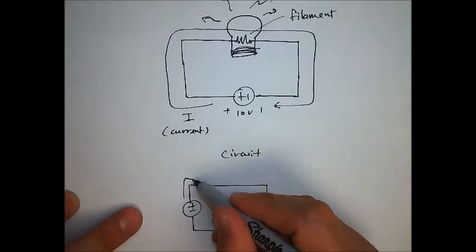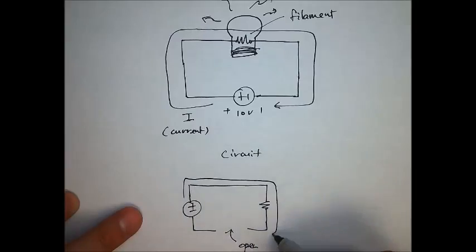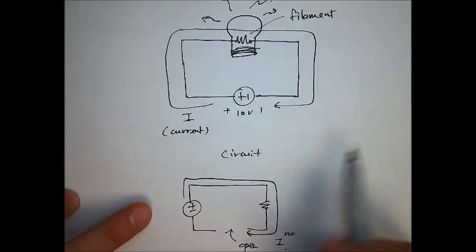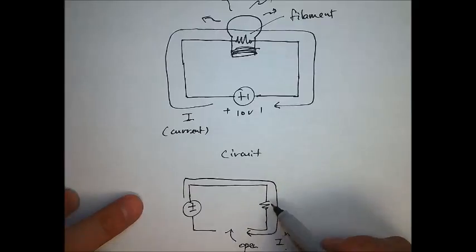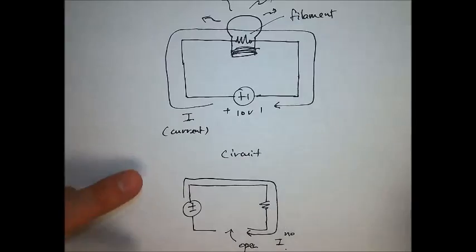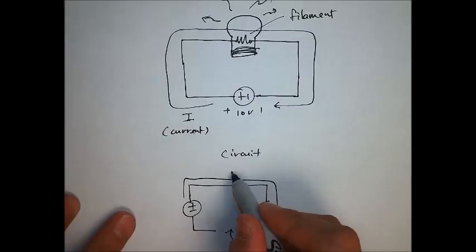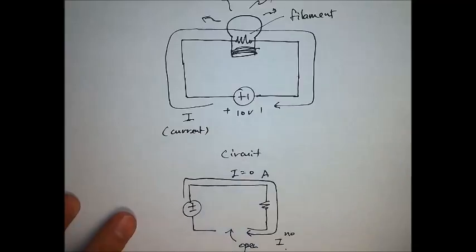The current is going in this direction. It's flowing through here, and then there's a break. So there's no current. In this circuit, the light bulb won't light up, basically, because the current is not flowing through. So this is equal to 0 amperes.